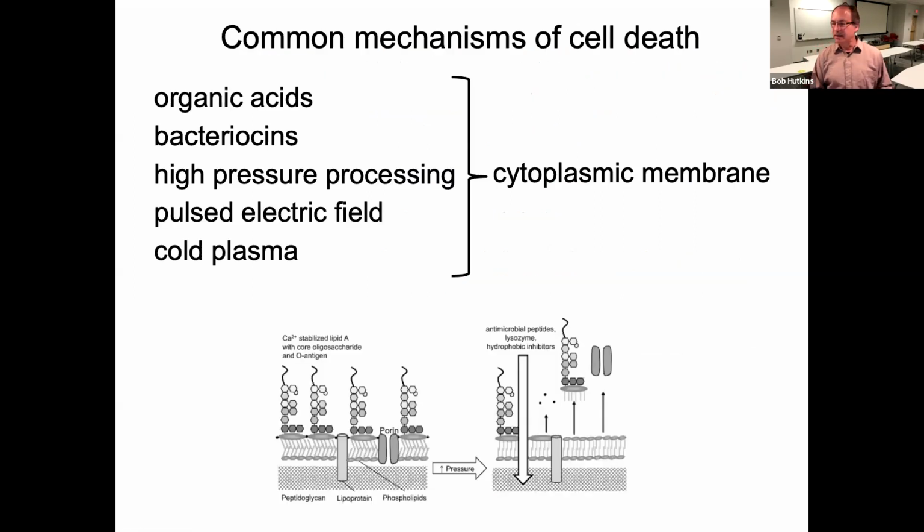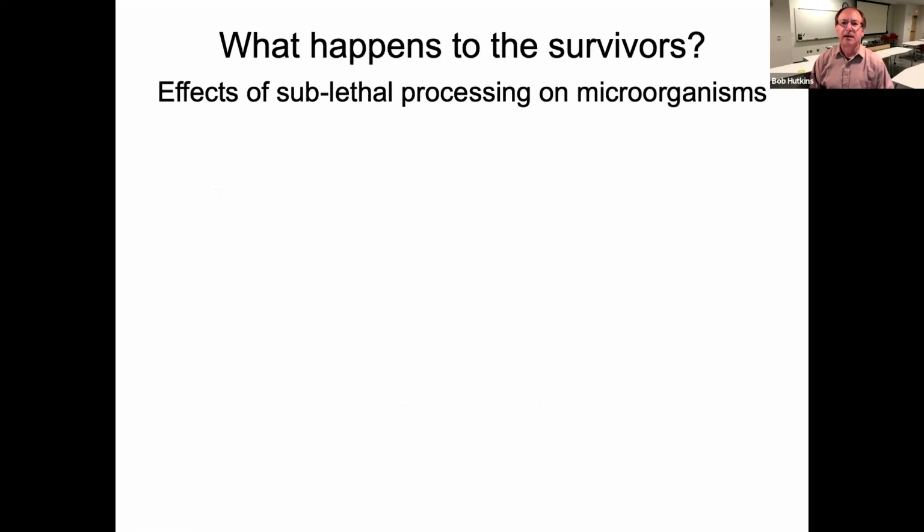Okay, and then I just want to emphasize the common mechanisms of how these cells work. This is not exclusively how they work, but this is one among the major modes of action, whether it's organic acids, bacteriocins, HPP, PEF, cold plasma. They all target the cytoplasmic membrane, forming pores, disrupting that membrane. When the membrane's disrupted, the cell loses its integrity and dies.